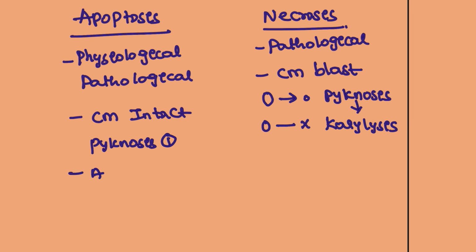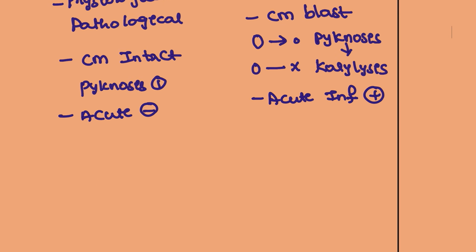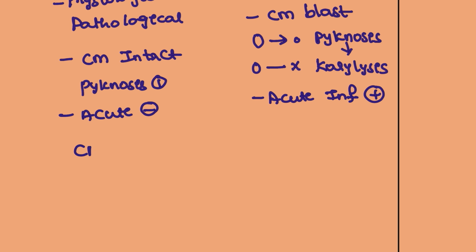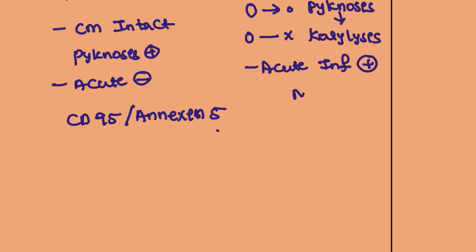Next, is this associated with acute inflammation? In apoptosis, no, there is no inflammation seen here. But in necrosis it is always associated with acute inflammation. Inflammation must be seen in necrosis patients. Okay. Next, what is the marker that we use? CD95 and also Annexin V we are going to use as markers for apoptosis. And in necrosis there is no specific marker present.